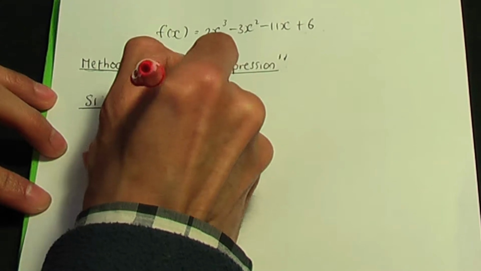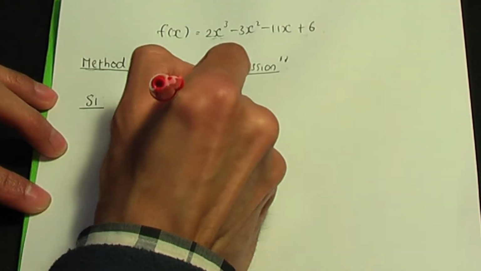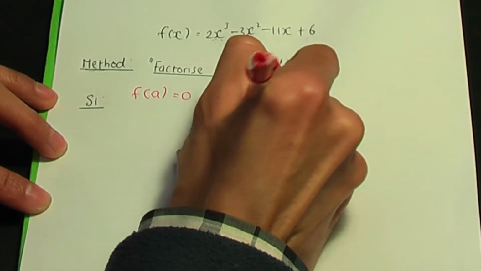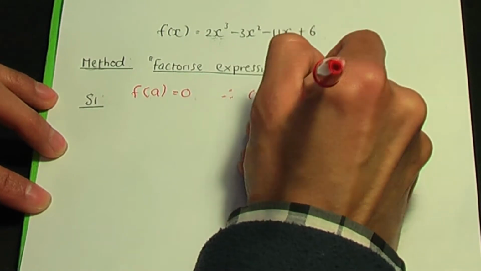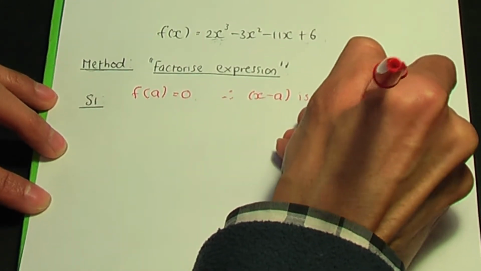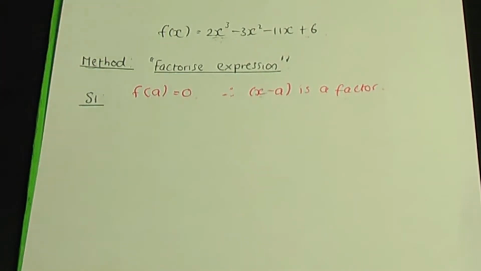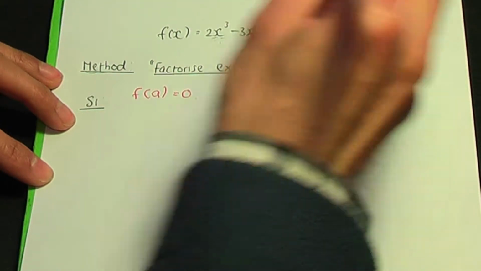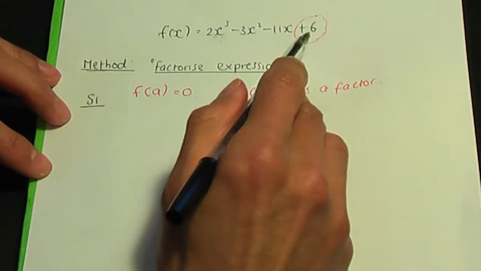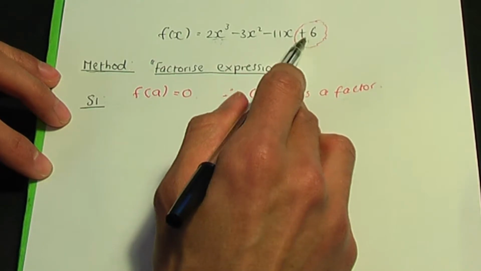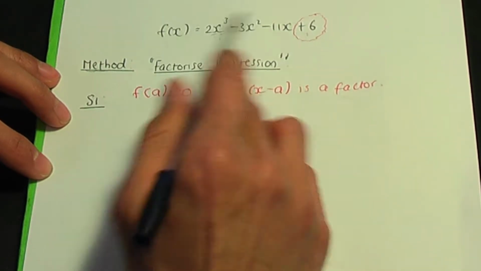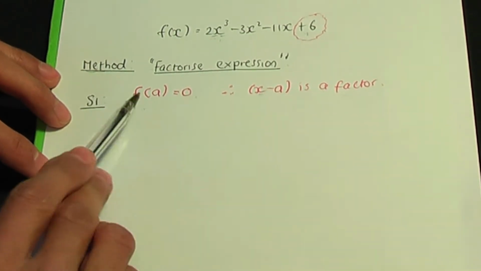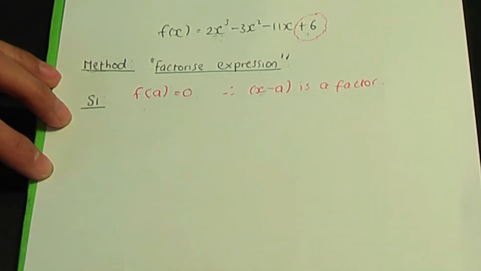If we calculate f of a certain value a, and if f of that value a is equal to 0, the idea is that x minus that value is a factor of your polynomial f of x. Now my trick is, look at the constant term in f of x and try factors of that term. Try positive and negative factors of that constant term, and you may discover that one of them, when you calculate f of that value, will give you 0.